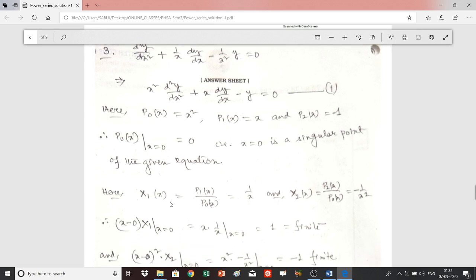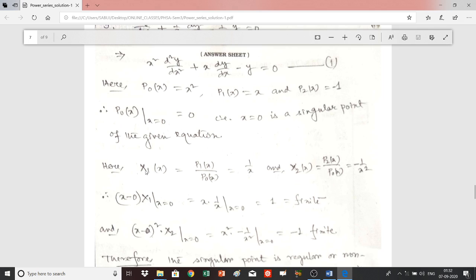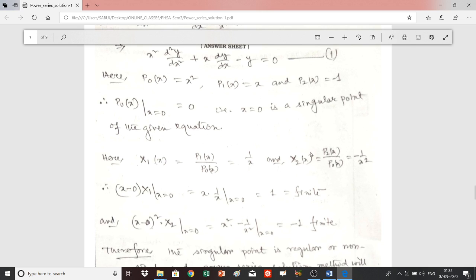Now to check whether it is regular or irregular, first find the value of capital X1 function of x, that is equal to p1x by p0x. Now substitute the value of p1x, which is given here as x, and p0x is equal to x square. So p1x by p0x is equal to 1 by x, and capital X2 function of x is equal to p2x by p0x, where p2 is equal to minus 1 and p0 is equal to x square. So it is minus 1 by x square.